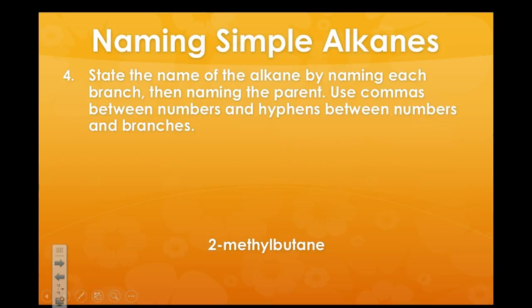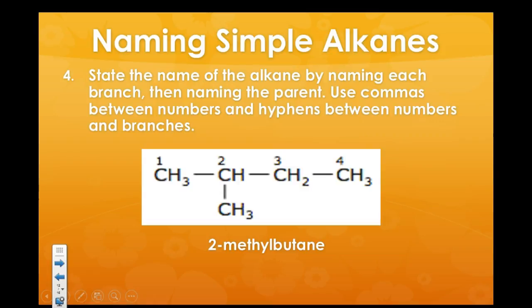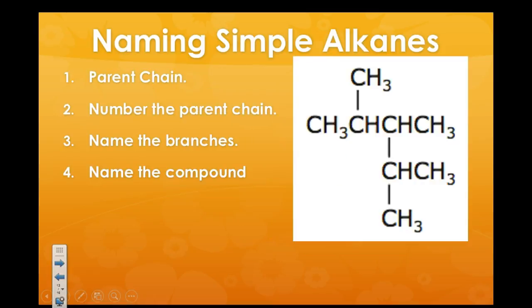What if the structure was... oh sorry. Okay, so we have 2, which is the street address, dash, methyl indicates the branch, butane indicates the parent chain. If we have more than one number, we have to put a comma between the numbers. Identify your parent chain, number the parent chain, name the branches, name the compound.